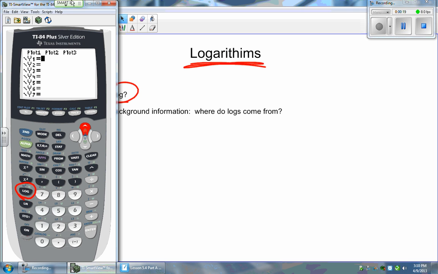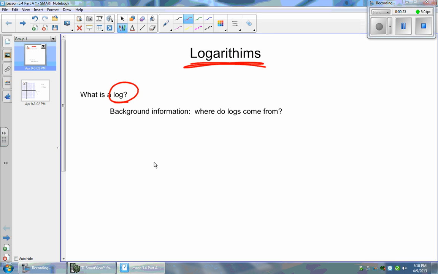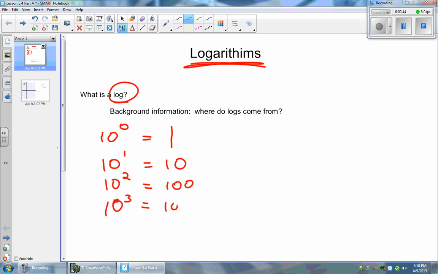So, what is this log thing all about? Well, let's talk about it. Where do logs come from? It comes from this idea. Watch this. If you go 10 to the power of 0, you'll notice that is 1, because any base to the exponent of 0 is 1. But if you go 10 to the power of 1, you know that's 10. 10 to the power of 2, that's 100. 10 to the power of 3, that's going to be 1,000. And then finally, 10 to the power of 4 is 10,000.